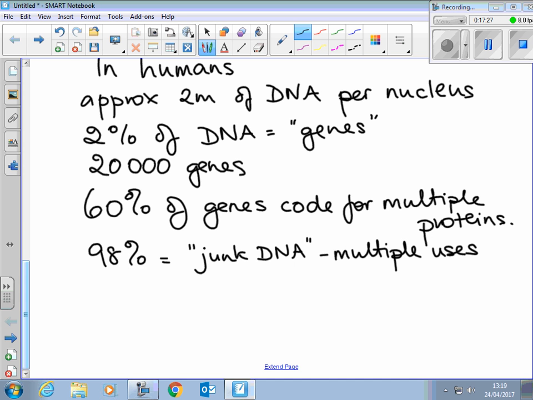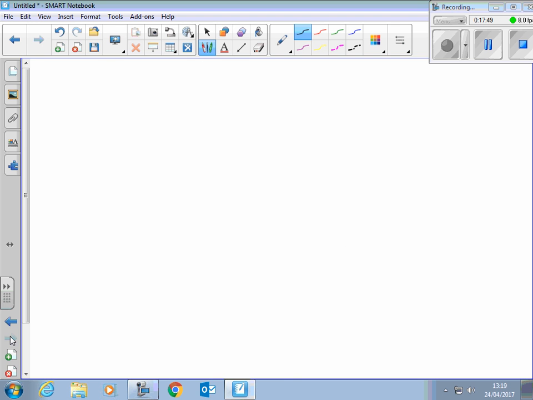Well, let's start with a bit on chromosome structure. Although we've done DNA structure, and we have briefly mentioned that DNA is wrapped around histone proteins to form chromosomes, we haven't really looked at chromosome structure in detail. And so that's going to be my starting point, really.